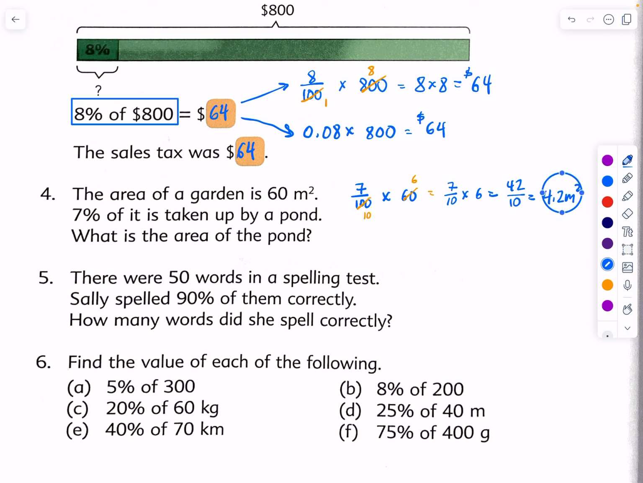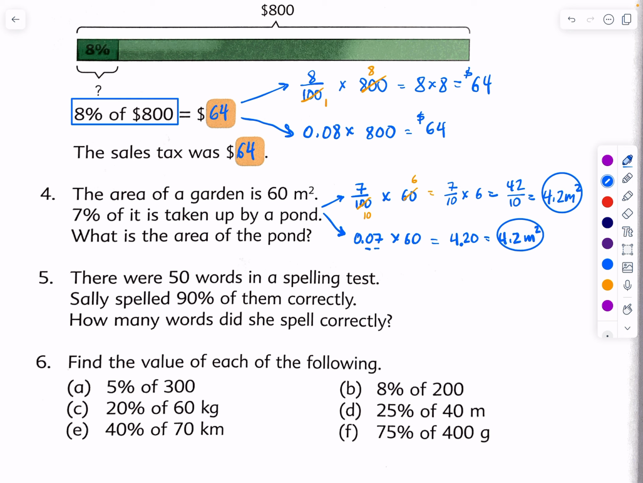That's one way of getting the answer. The second way of getting the answer, I do like to show that both ways are perfectly okay. We can display the 7% as a decimal, 0.07 of 60. We can say 7 times 6 is 42 or 420, and take away 2 decimal places is the same as 4.2, which we got using the first method. So both methods are perfectly okay, whichever you prefer.